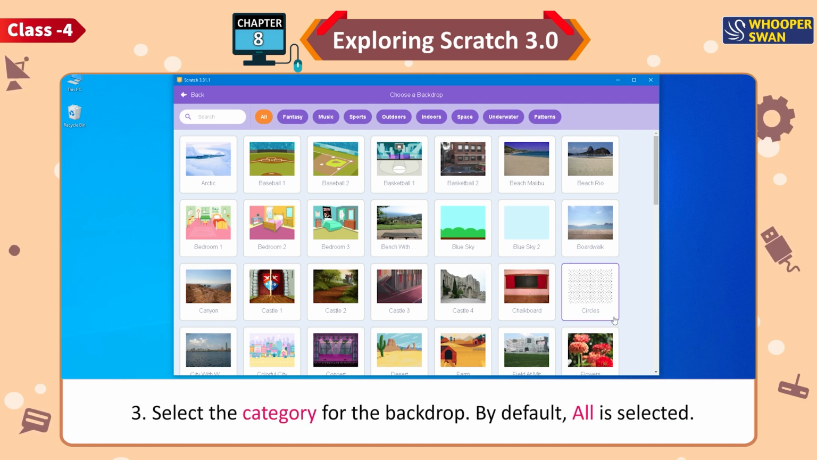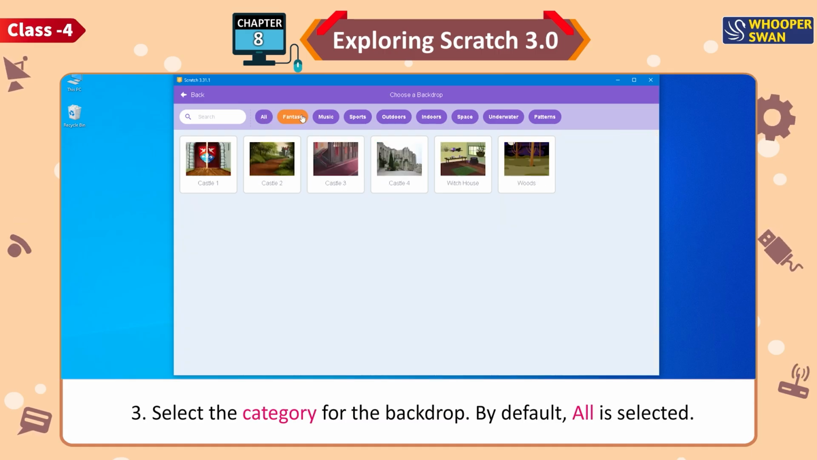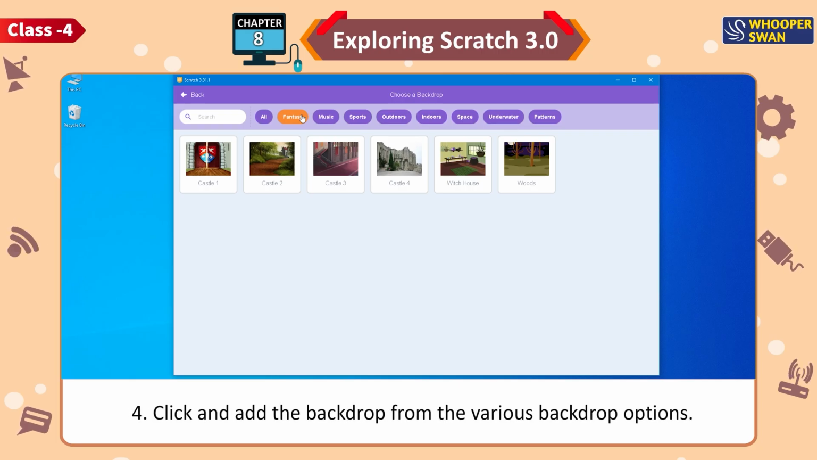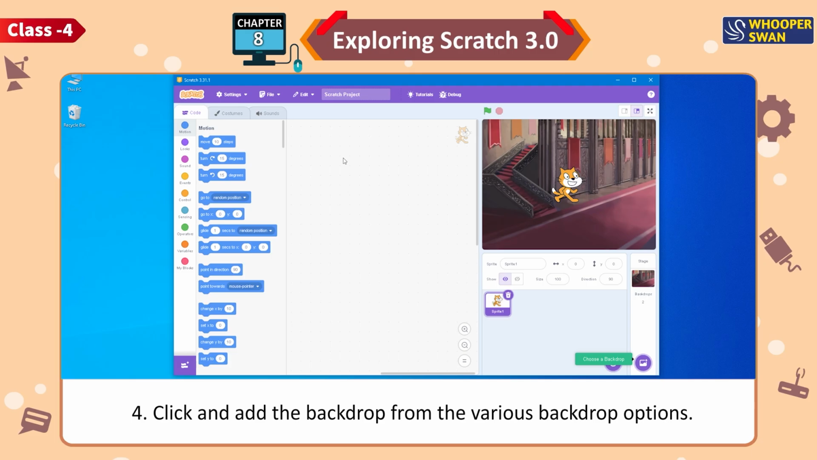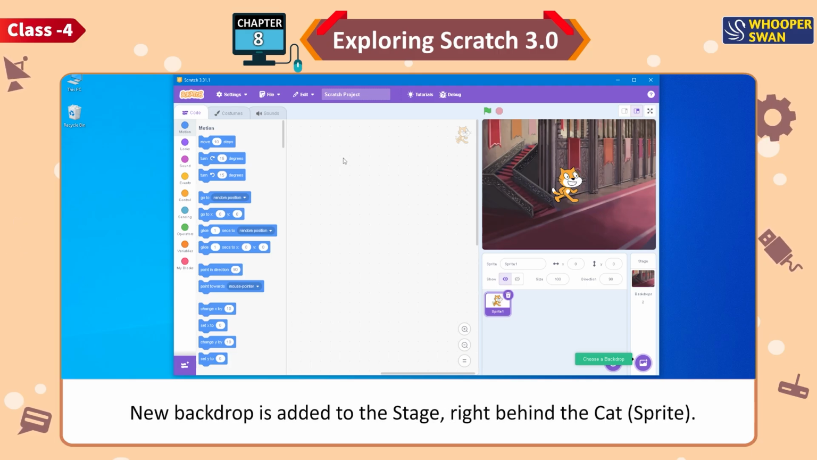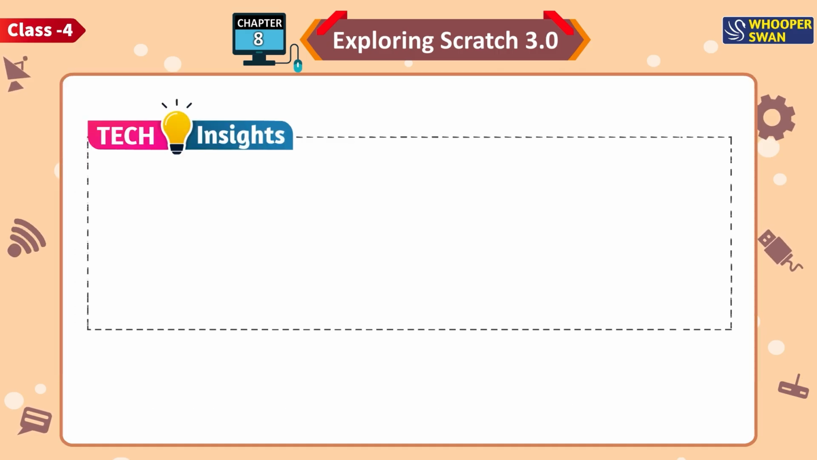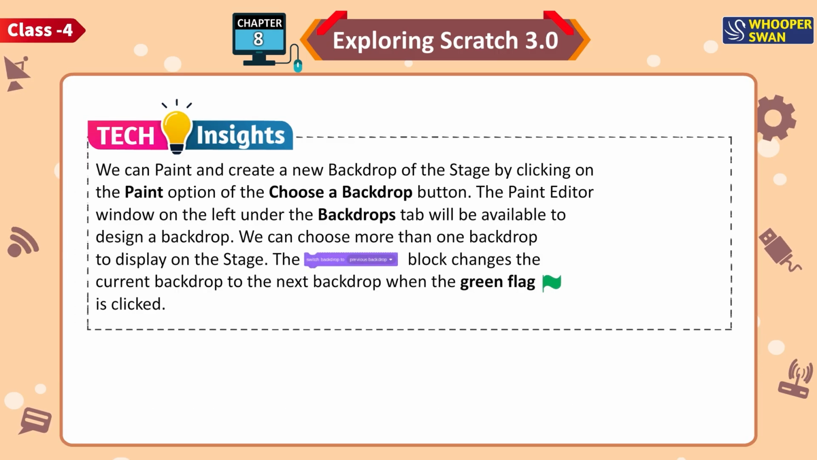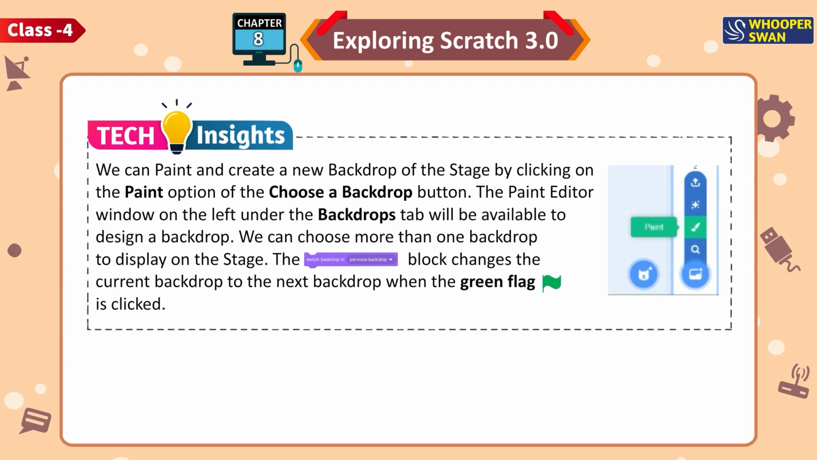Step 3. Select the category for the backdrop. By default, all is selected. Step 4. Click and add the backdrop from the various backdrop options. New backdrop is added to the stage, right behind the cat sprite. Tech Insights. We can paint and create a new backdrop of the stage by clicking on the Paint option of the Choose a Backdrop button.